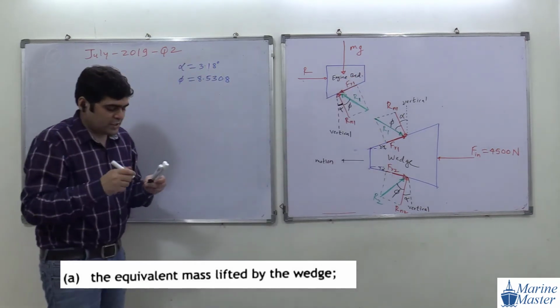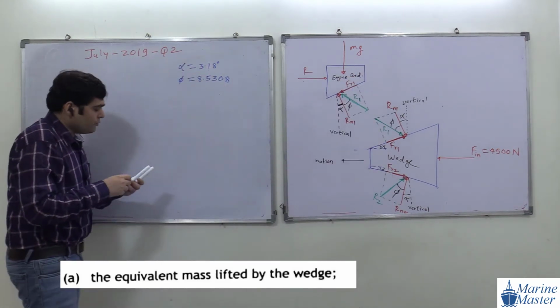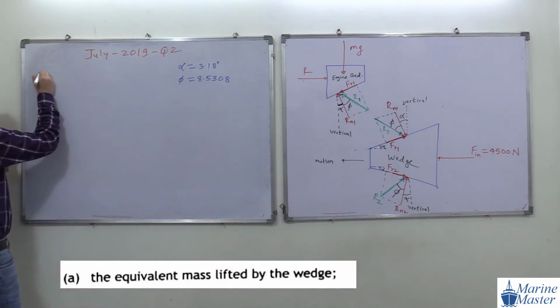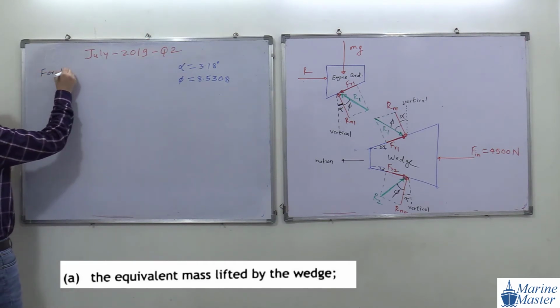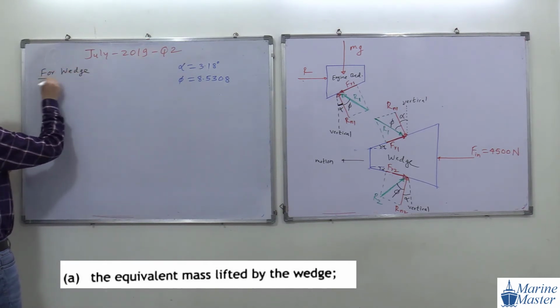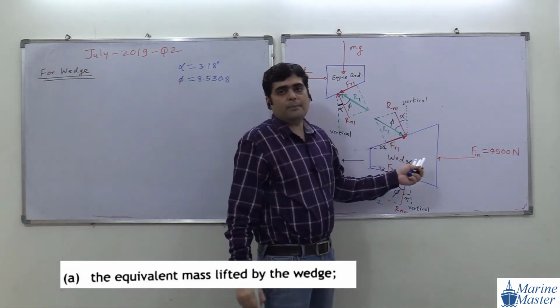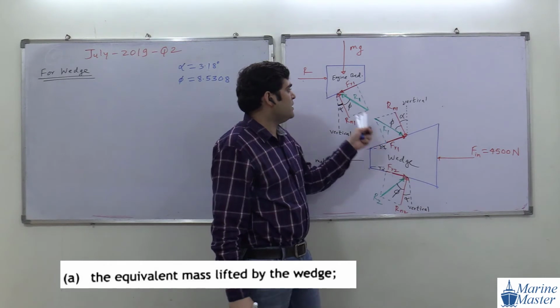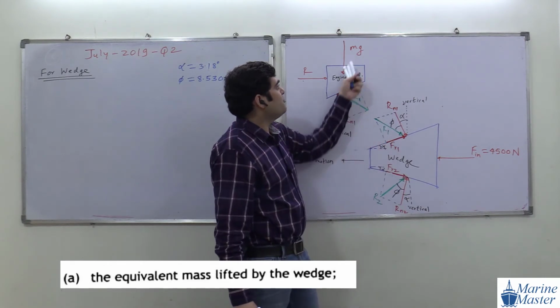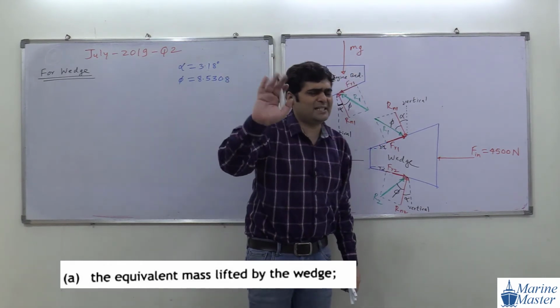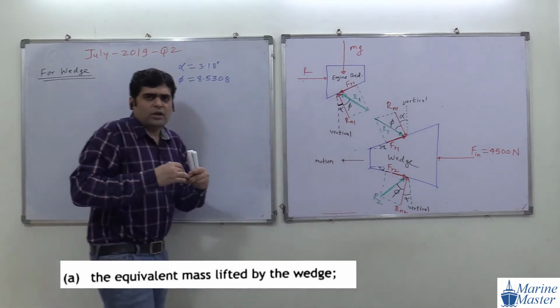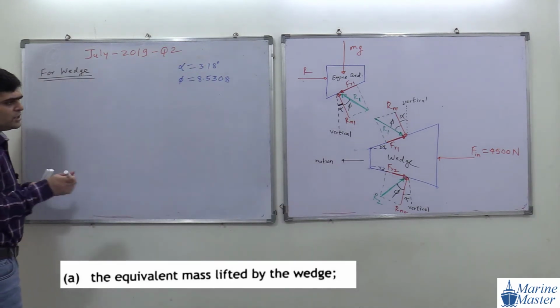So try to see the scenario here, everyone. We will first of all consider the wedge. We are going to form a force vector diagram for the wedge. With the help of the wedge we are going to find out R1, and with the help of R1 we are going to find out m. Very simple scenario.